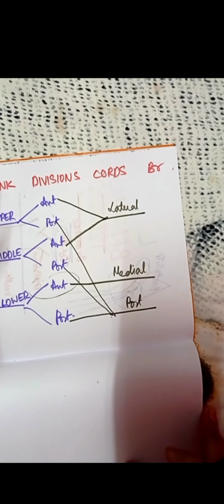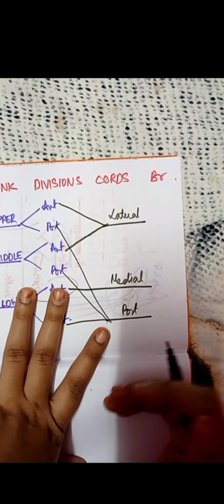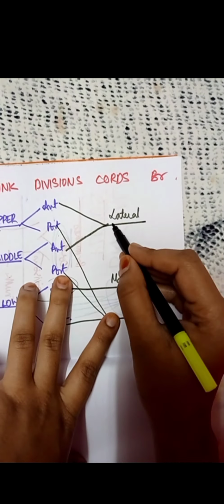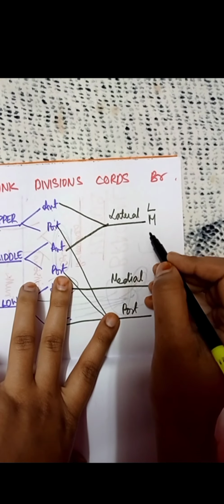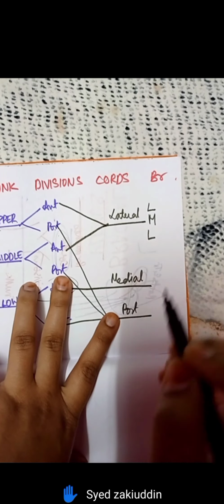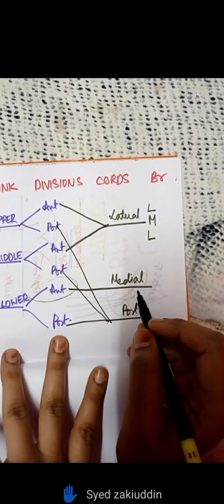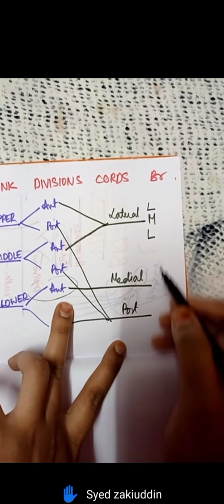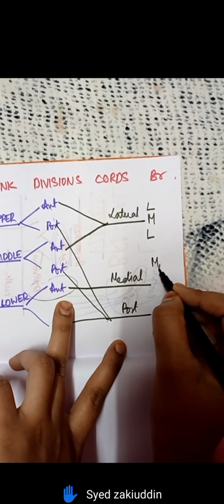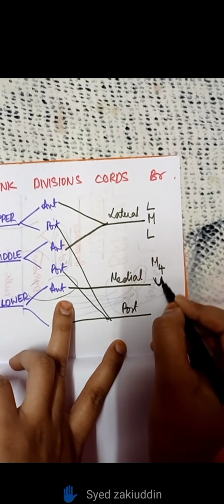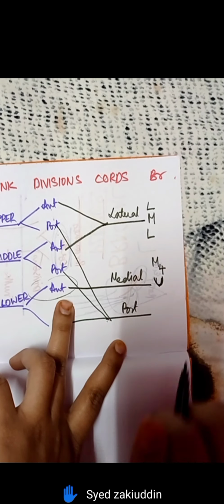Now going on to branches. For branches we have an amazing mnemonic. L for lateral, so starting from L, write L M L. Medial division: M for you, M for you.